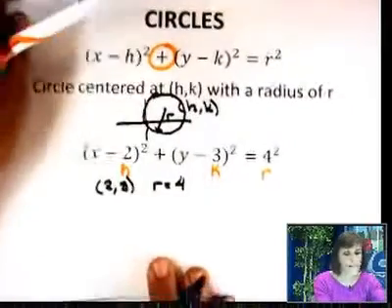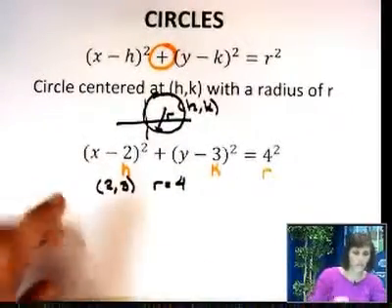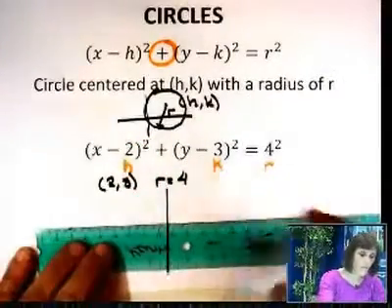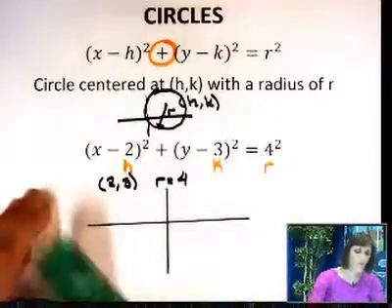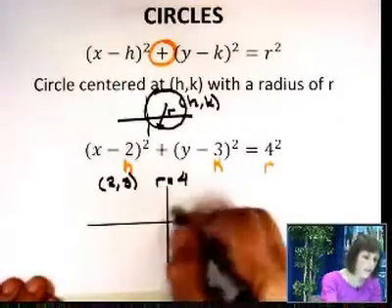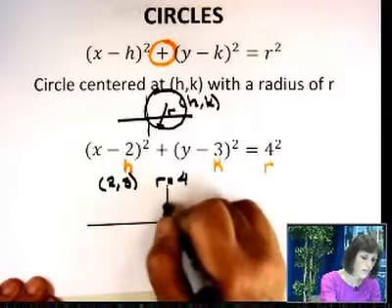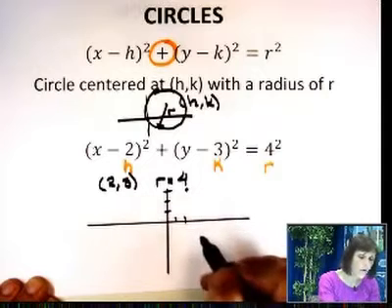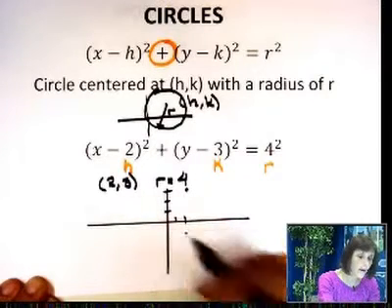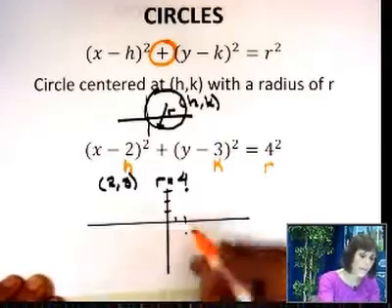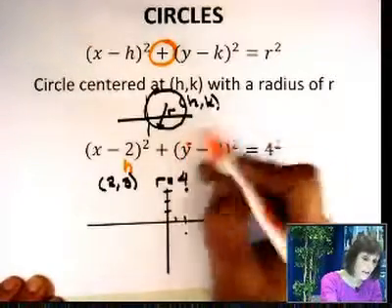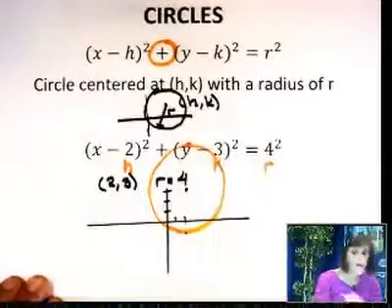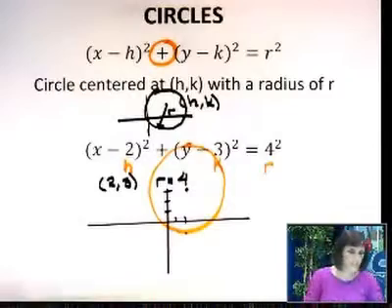Okay, so let's go draw it. 2, 3: 1, 2, 1, 2, 3. All right, it has a radius of 4. So it's going to be something like that. Big one. It's going to go over. Does it make sense? Very good.